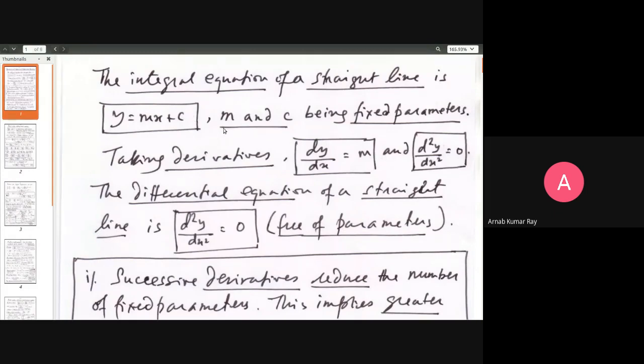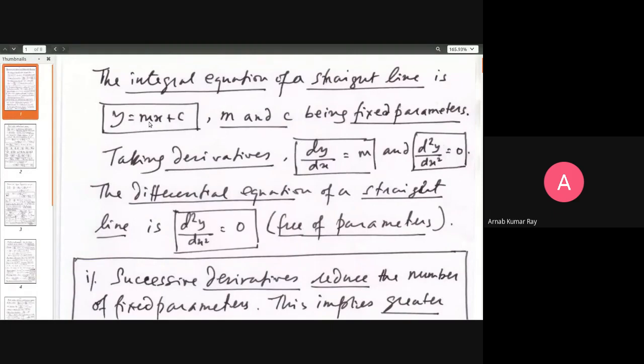Then I say the next condition is x is equal to 1, y is equal to 1. So 1 will be equal to m into 1 plus 0. 0 is not participating. So 1 is equal to m into 1. Therefore, m is equal to 1. c is equal to 0, m is equal to 1. From two conditions, you have been able to find the numerical values of the two fixed parameters.